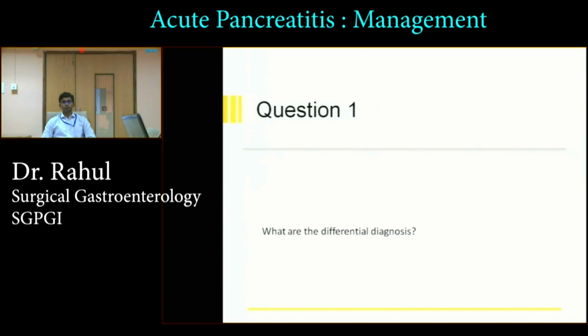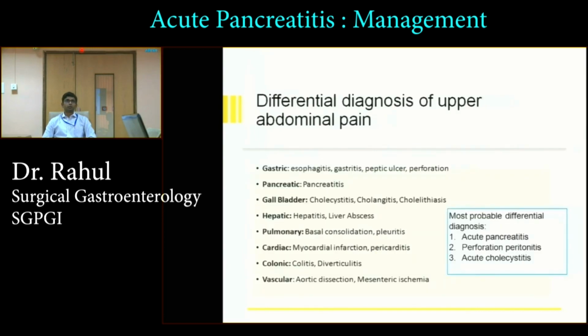So what are the differential diagnoses? If a patient with acute abdominal pain in the upper abdomen comes, what should we think of apart from pancreatitis? Because pancreatitis is not that common. There are multiple causes related to all the organs situated in the upper abdomen. If it is related to the stomach and esophagus, it can be esophagitis or gastritis. It can be acute pancreatitis. It can be gallbladder related, like cholecystitis or cholangitis. It can be a hepatic liver abscess. It can be basal pulmonary inflammation, pleuritis, and it can be as grave as myocardial infarction or pericarditis. So the physician should be very alert about all these conditions.